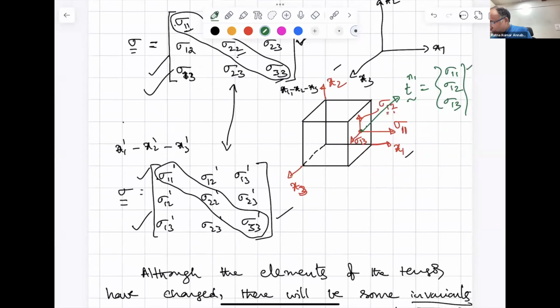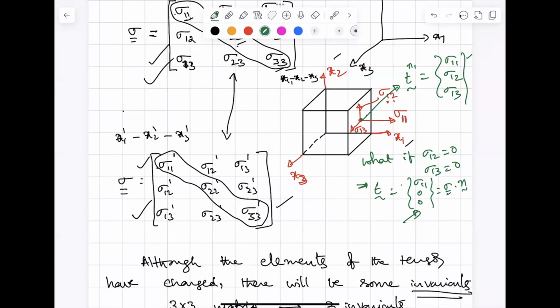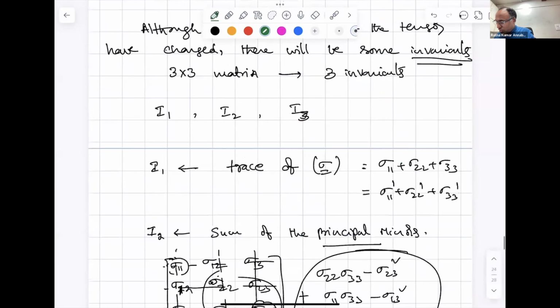Now imagine what if sigma 12 is equal to 0 and sigma 13 is also equal to 0. Then traction will be sigma 11 0 0. Do you agree? Then the traction vector is equal to sigma dot n, where n is 1 0 0. Then what happens to the direction of the traction vector? It aligns with 1 0 0, right? E1 hat aligns with E1 hat.